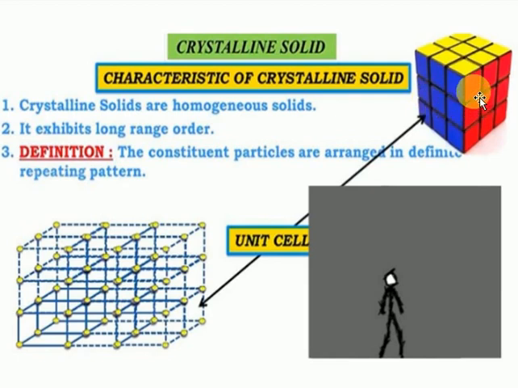How many edges will be there? Look at the edges. 1, 2, 3, 4, 5, 6, 7, and the back side one is 8. So there are 8 edges. Okay, 8 edges will be there.